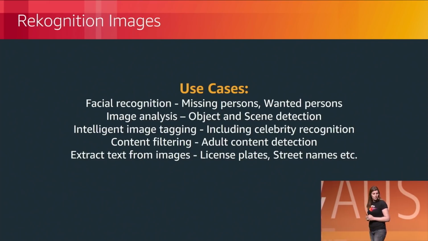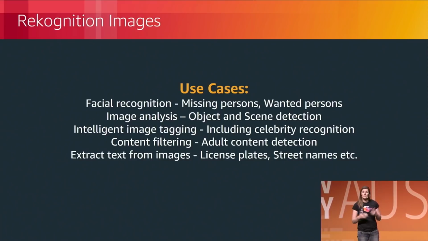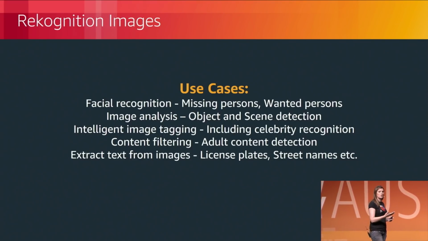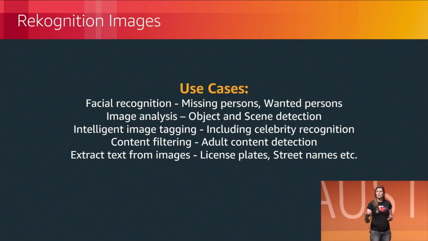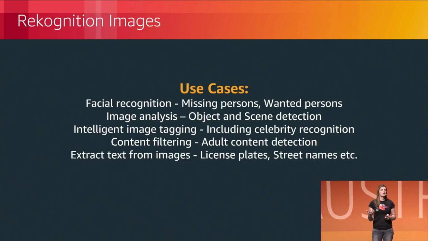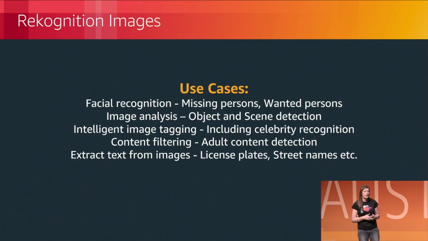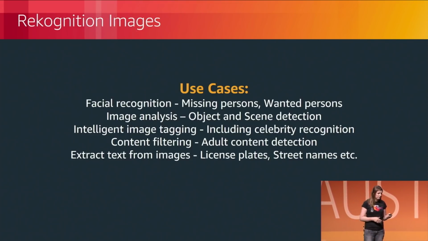So what could you use this for? What use cases? So obviously looking for missing persons and wanted persons. Rekognition already knows about celebrities, so it can identify celebrities in images. This is very useful to media companies. But it does so much more. Rekognition can look for objects and scenes. It can filter out adult content, and recently it's also added extracting text.